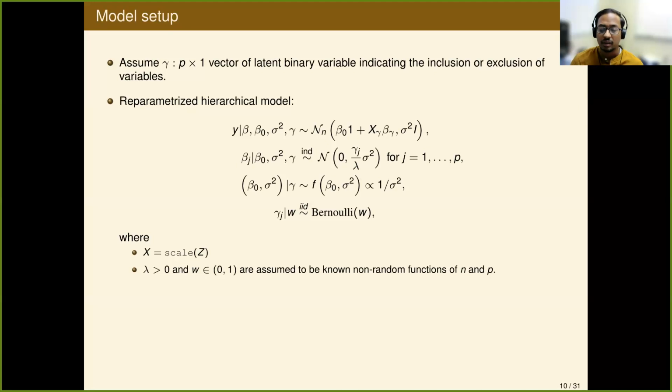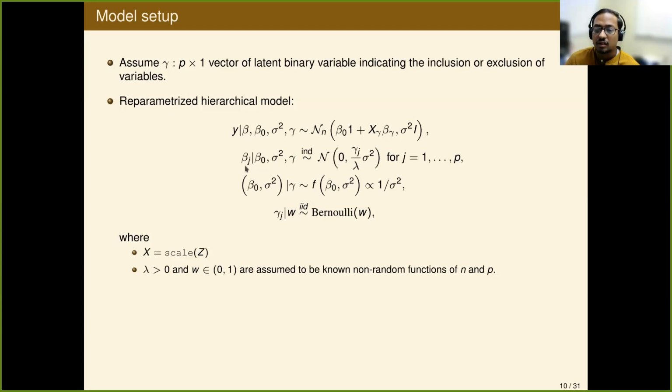All right, so let's say we have this in the Bayesian setup. What we do is we assume a latent indicator variable, gamma. So gamma is a p by 1 vector of latent binary variables indicating the inclusion or exclusion of the variables. Let's say x is the scaled version of z, so it has mean 0 and unit standard deviation. And we assume that the response y, given all the coefficients, intercept, the error variance sigma squared, and this latent binary vector gamma, depends linearly only on the subset of the matrix X for which gamma is 1. So X_gamma is the subset of matrix consisting of all those columns of X for which the latent binary variable takes a value 1.